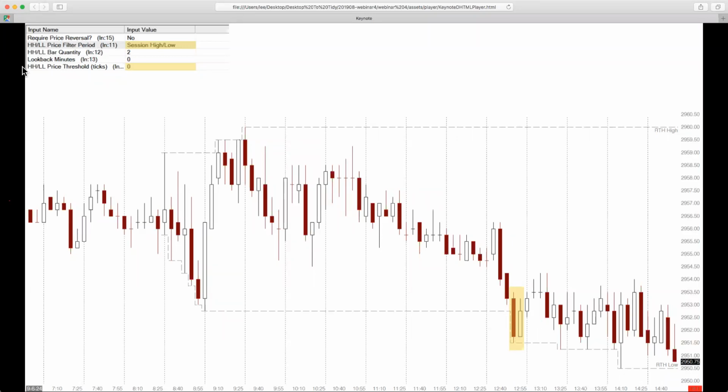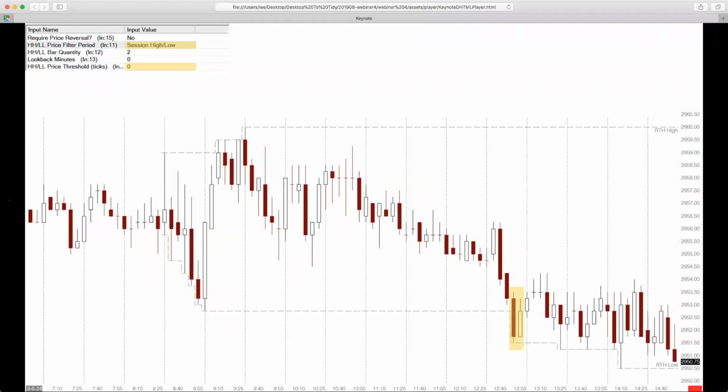What I want to bring into play here is another new input we've got, which is the higher high, lower low price threshold. This is really neat. What we can say to the advanced look back filter is, I want to look at events at the session high or session low, but I'm also happy if they're within, let's say, 1 tick of the session high or session low. So if you set this price threshold to 1, this candlestick, if we assume the low of this is 1 tick away from the session low, this would also be passed through the filter.